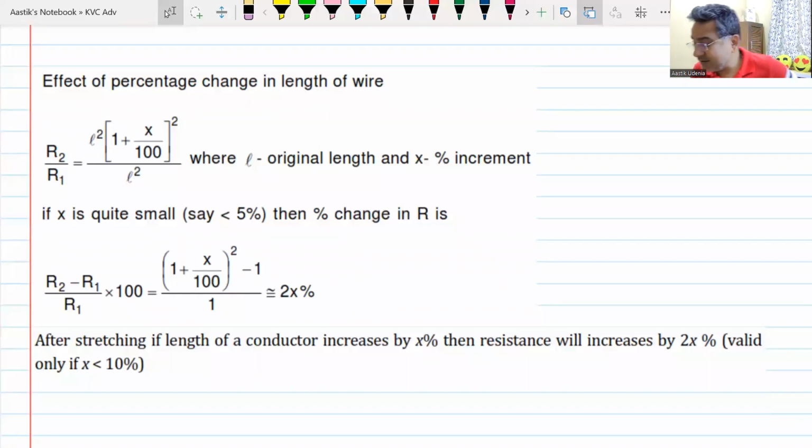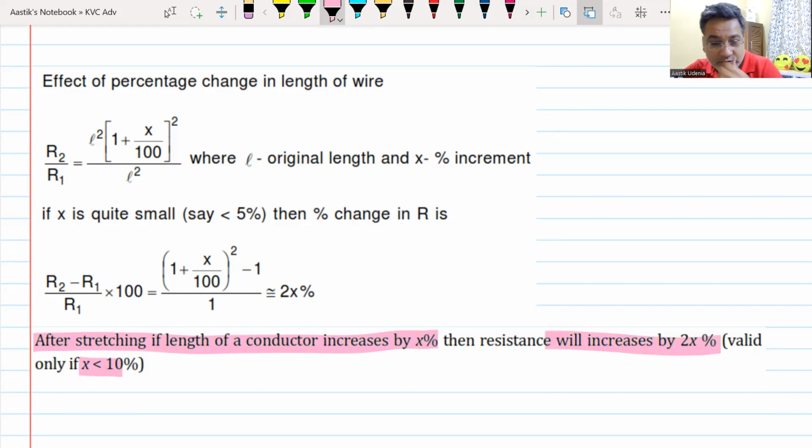Well, then we can write this shortcut as well. If you increase the length of the wire by x%, remember this x has to be small, less than 10%, then the resistance will change by 2x% because the resistance is proportional to L square. That comes from the error and measurement chapter. Delta R by R is equal to 2 times delta L by L. Do we understand this? Yes, sir. Everyone knows that? I'll give you 2 minutes to note this down.